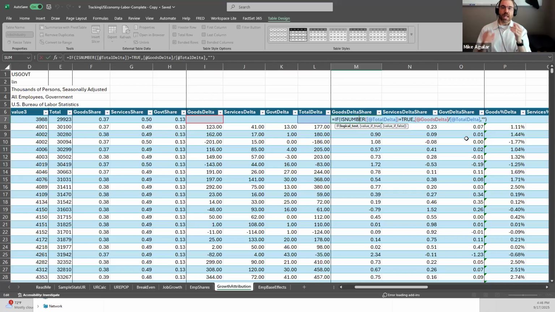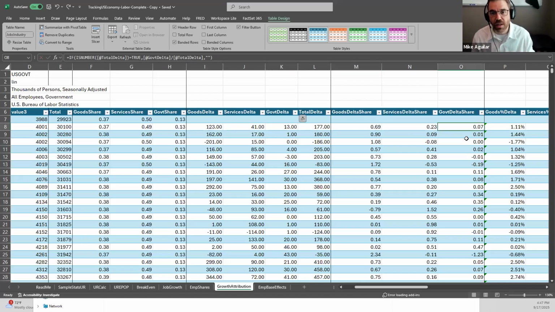So what are we doing? At, that's the row in which I'm clicking. In this case, it happens to be 7. What column? Goods delta divided by, at row 7, what column? Total delta. That's the share. And as we said, 69% of that 177,000 jobs came from goods in that period, 23% from services, and 7% of that growth, that delta, came from government.